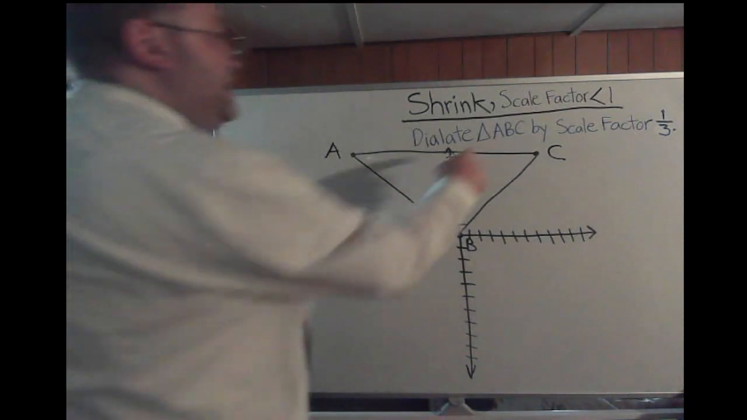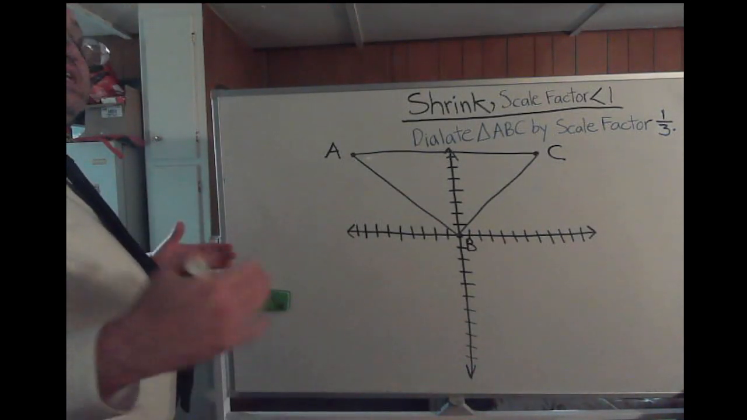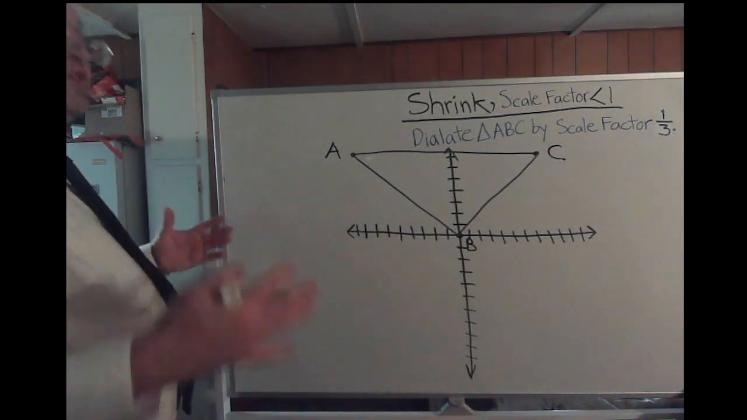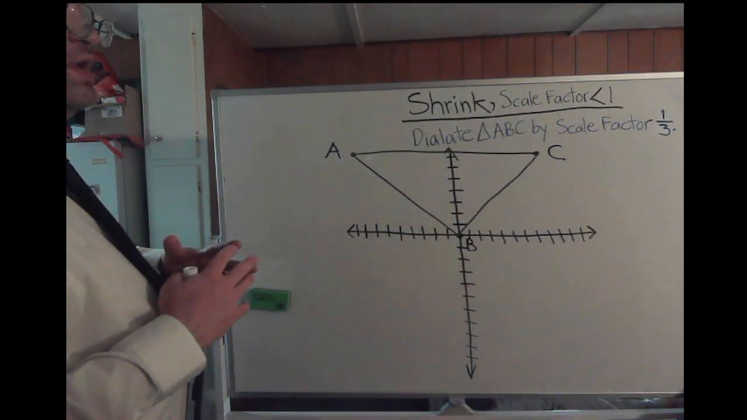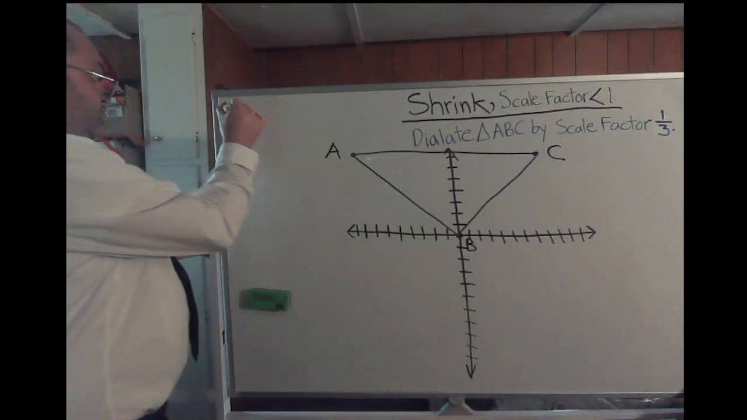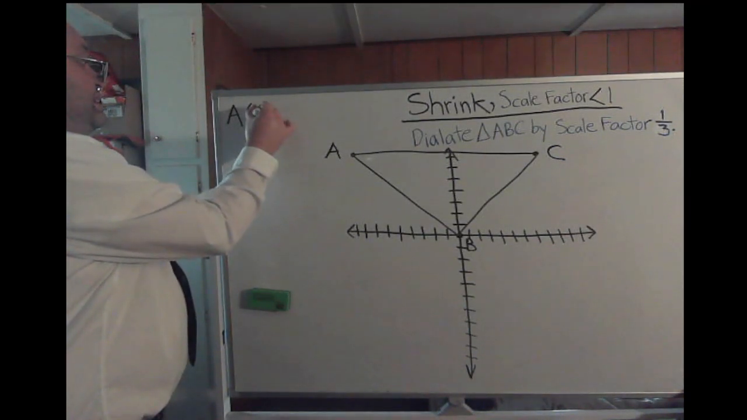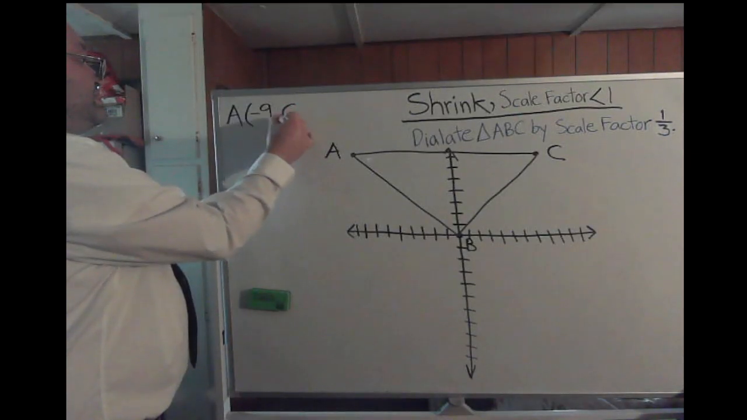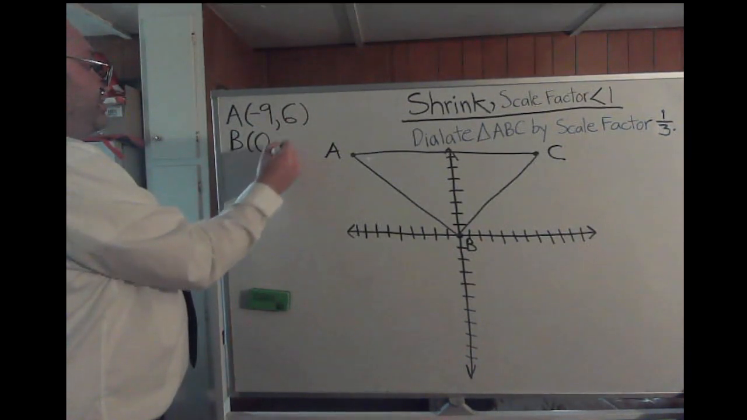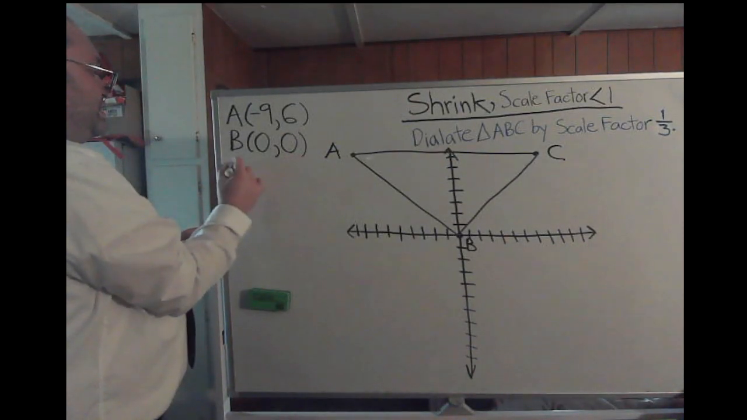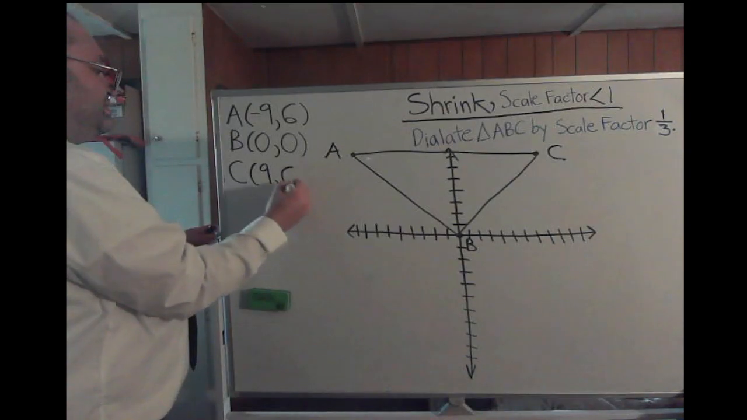We want to dilate this by a scale factor of 1/3. Well, since the scale factor is less than 1, being 1/3, we're actually shrinking it. Just like you would with a dilation, first thing you want to do, list your original coordinates. So A can be found at -9, 6. B can be found at the origin at 0, 0. And C can be found at +9, 6.